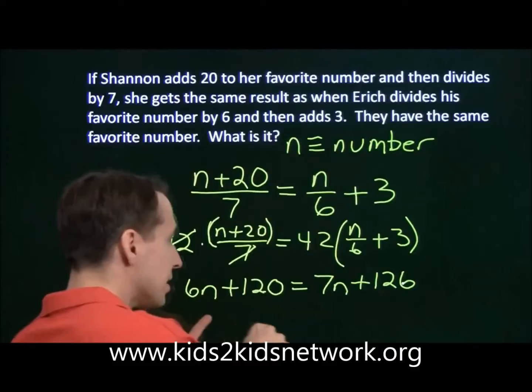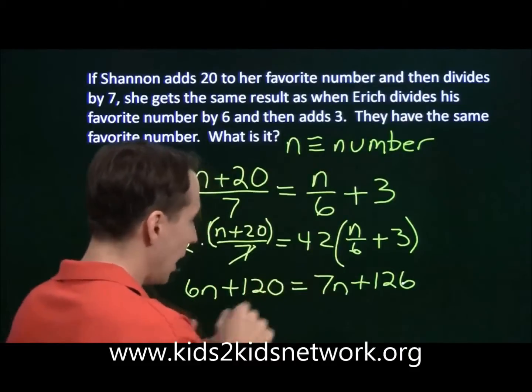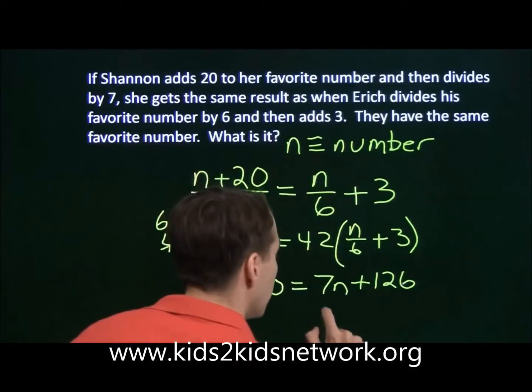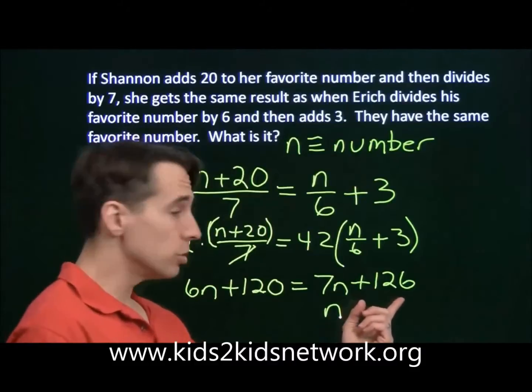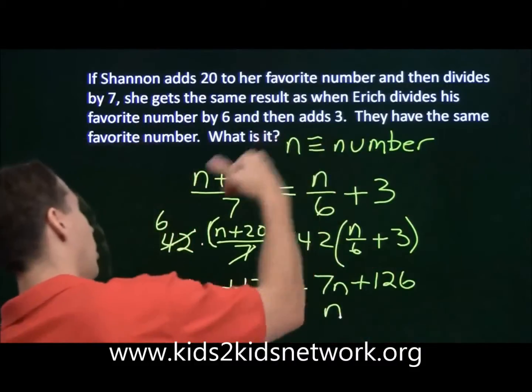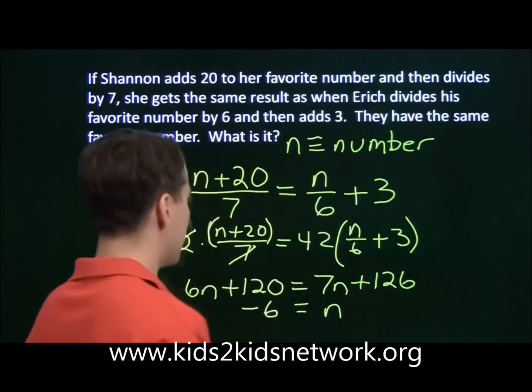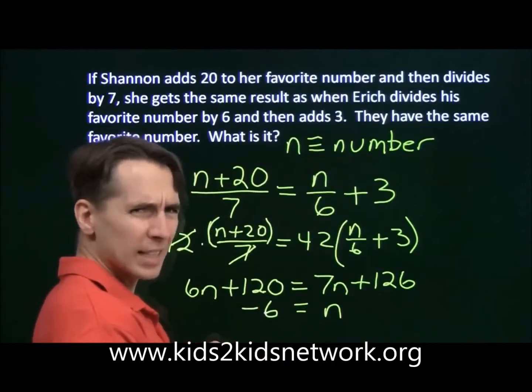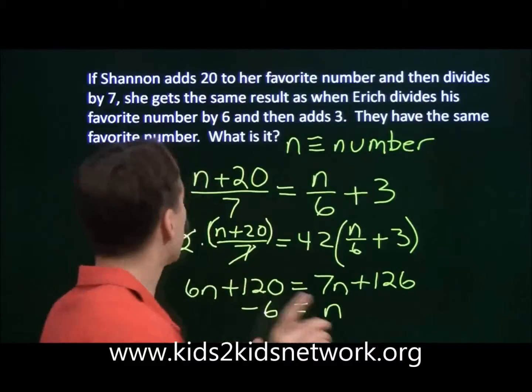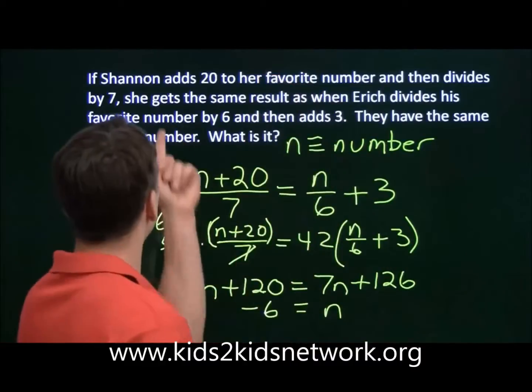Now I can subtract 6n from both sides. That'll get me n all alone over here. And I can subtract 126 from both sides to bring all the constants back over here. And I'll get n equals -6. That's a weird favorite number. We better check our answer. So put our answer back into the problem.